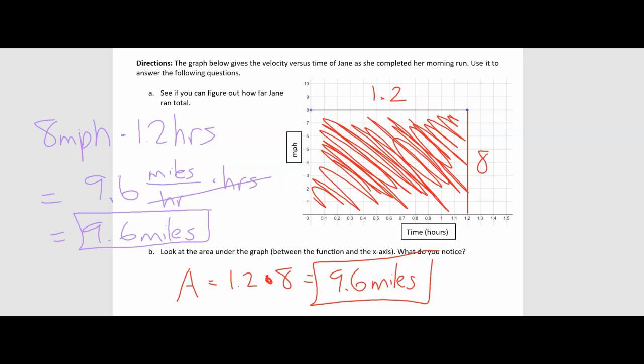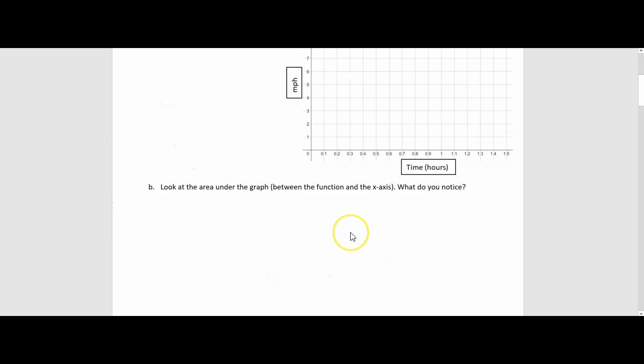So this is your first introduction to a big idea in this unit. Area under a curve, or area between the function and the x-axis for a velocity function, will tell us something about the total distance, displacement, or net distance. I'm not going to tell you exactly which one that is right now, but it has a connection with at least one of those. Let's move on to another one and see if we can apply this concept again.